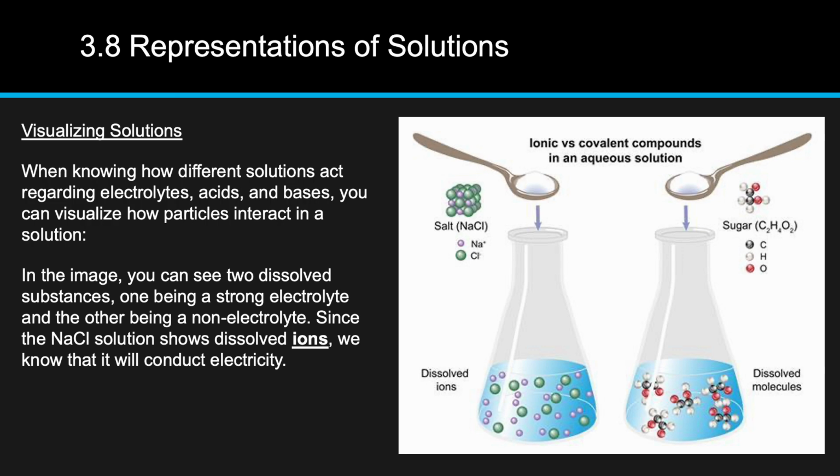This diagram shows the difference between ionic compounds and covalent compounds in water. On the left, sodium chloride breaks apart into separate ions, Na+ and Cl- ions. Since ions are present, the solution conducts electricity, which makes salt a strong electrolyte. On the right, sugar, which is a covalent compound, dissolves, but the molecules stay intact. There are no ions, just whole sugar molecules floating around. And because there are no ions, sugar is a non-electrolyte and cannot conduct electricity.